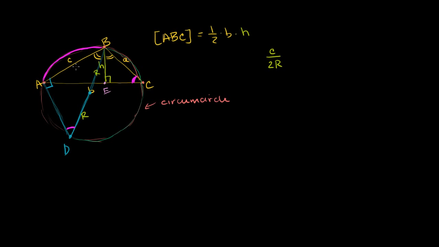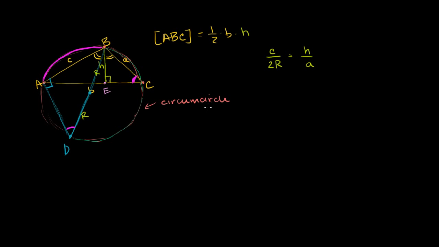We know that the ratio of C to 2 times the radius is going to be the same exact thing as the ratio of H, and we want to make sure we're using the same side, to the hypotenuse of that triangle, to the ratio of H to A. And the way we figured that out, we looked at corresponding sides. C and the hypotenuse are both the sides adjacent to this angle right over here. So we have H and A over here. So C is to 2R as H is to A.